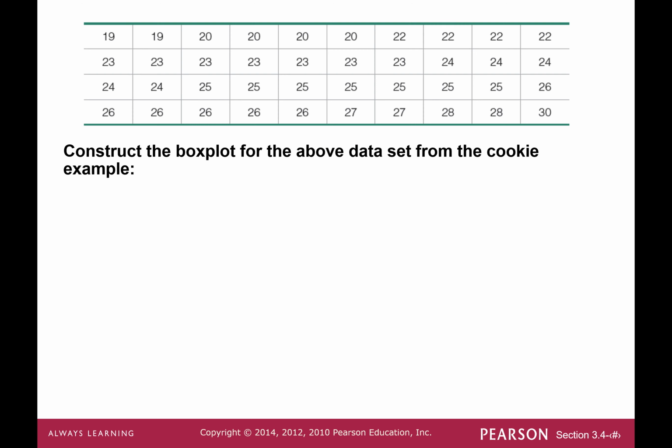Okay, so now I'm going to show you how to construct a box plot for the above data set from the cookie examples. In this cookie example, we have 40 data values, n equal to 40. First of all, it's already sorted in increasing order, so we know the minimum value. Minimum turned out to be 19.